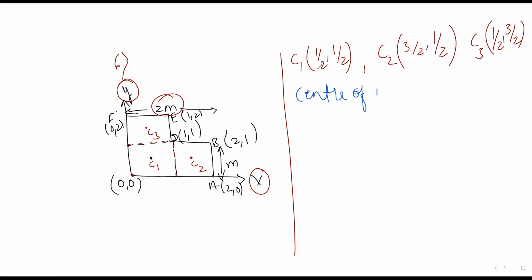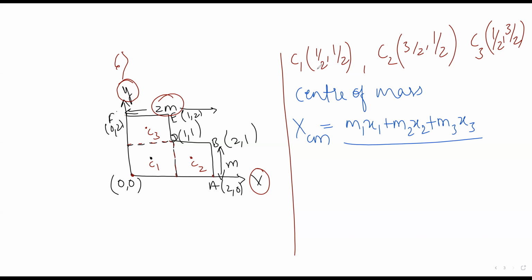Center of mass is calculated by using the formula at the point X. XCM, the center of mass at the X coordinate, is given by m1 x1 plus m2 x2 plus m3 x3, divided by the total mass m1 plus m2 plus m3, and we substitute the values.